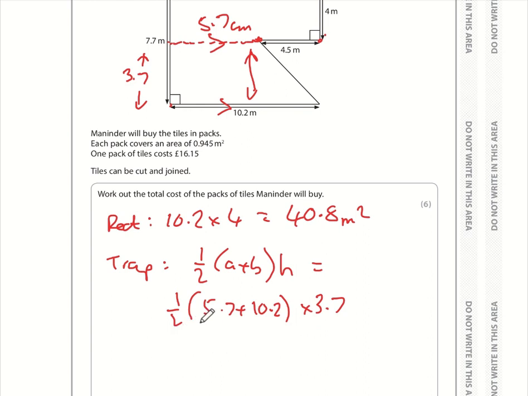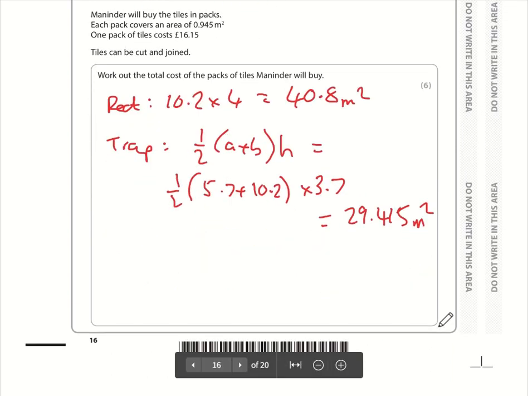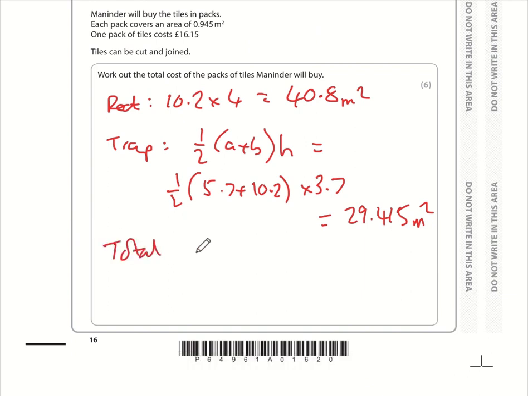So 5.7 plus 10.2, that comes to 15.9. Divide that by 2, multiply by 3.7, and we should get our total, which is 29.415 square meters. So therefore, total area is going to be just add 40.8 to this figure here, and that comes to a total of 70.215 square meters.